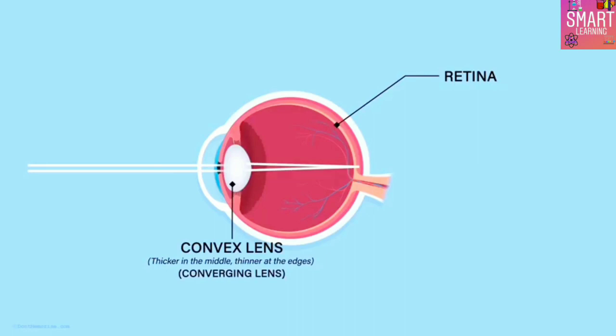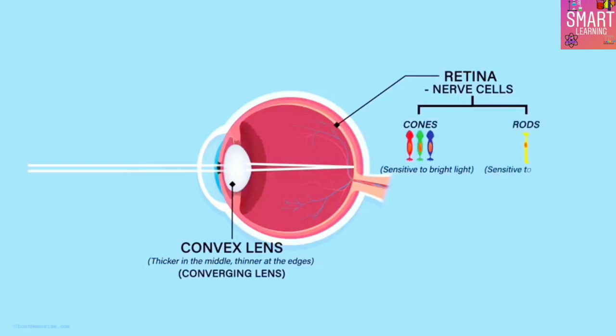When light is focused on the retina, the retina is at the back of the eye and makes up the inner layer of the eyeball. The retina contains lots of nerve cells that sense the light. The nerve cells are of two kinds, namely cones, which are sensitive to bright light, and rods, which are sensitive to dim light. The message or sensation is transferred to the brain along the optic nerve.